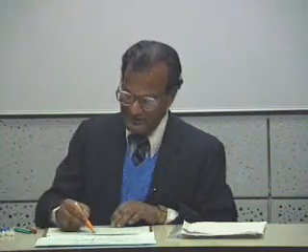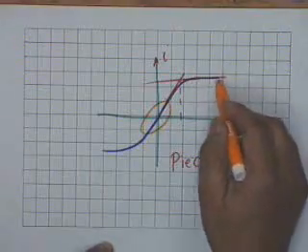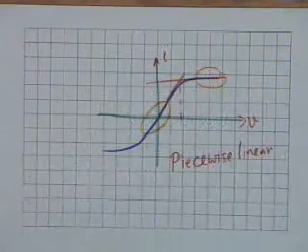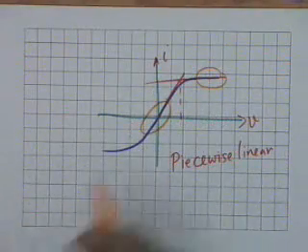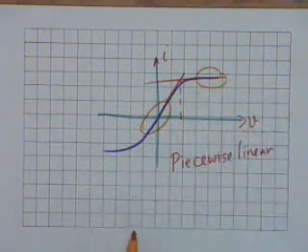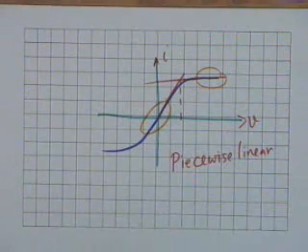For example, if the device is operating in this region, then obviously you can treat this device as a linear device, correct? Or if the device is operating in this region, it doesn't go to low values at all, then obviously you can again approximate it by a linear device. And this is what we shall do.